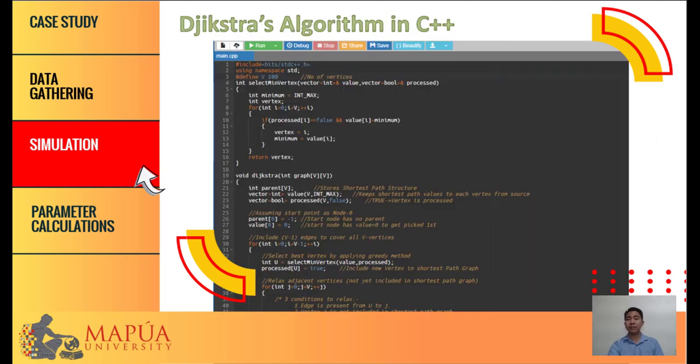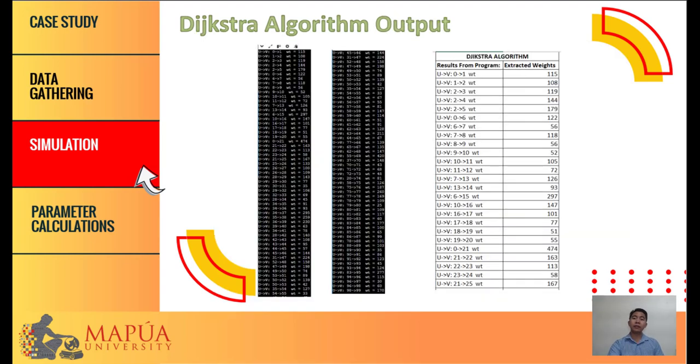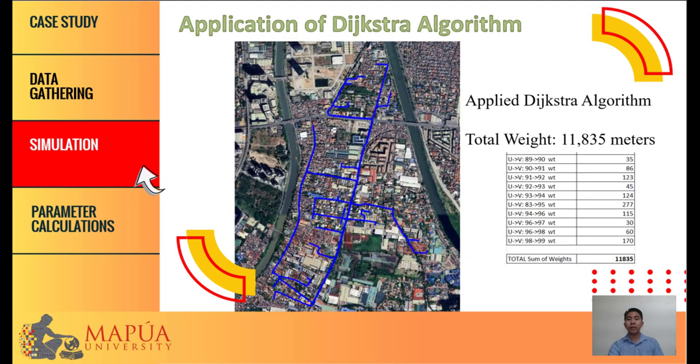This is the C++ script and program for Dijkstra algorithm. This represents the final program output, with the data successfully exported into an Excel file format. This diagram illustrates the application of Dijkstra algorithm to the heuristic network design.